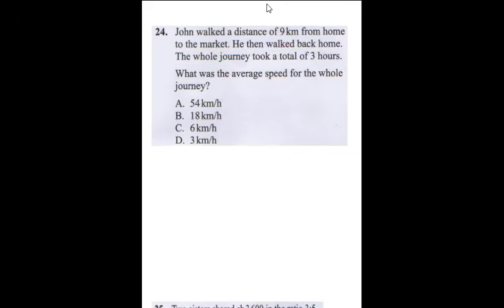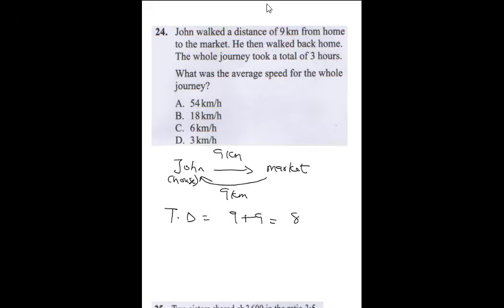Now, the first thing you need to realize is John walked straight to the market and he spent 9 kilometers. He then walked back from the market back to the house. This is the house. Then that's also 9 kilometers. So you know that the total distance is going to be 9 plus 9, and that will give you 18 kilometers.